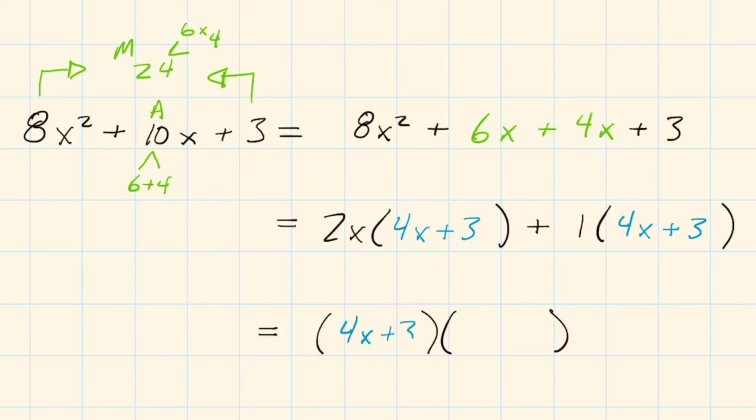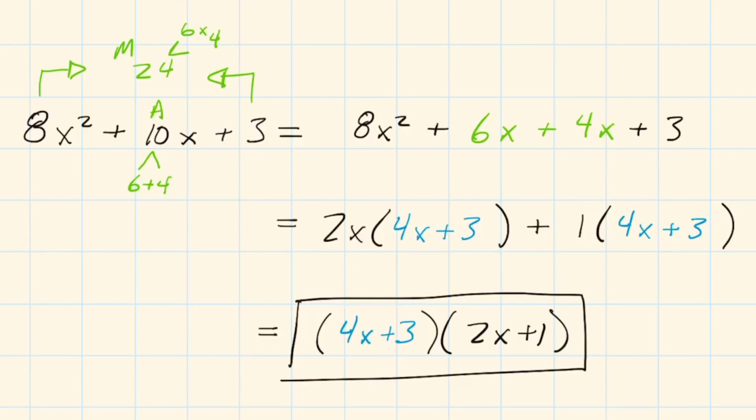So I'm going to pull that 4x plus 3 out of everything, and all that's left is 2x plus 1. And that is our answer. Factored, this is 4x plus 3 times 2x plus 1. If you want to check this, you can always FOIL this out and you'll get 8x squared plus 10x plus 3. Always remember, it's never a bad idea to check in this way. You can always check when you factor by expanding and then seeing that you got what you started with.